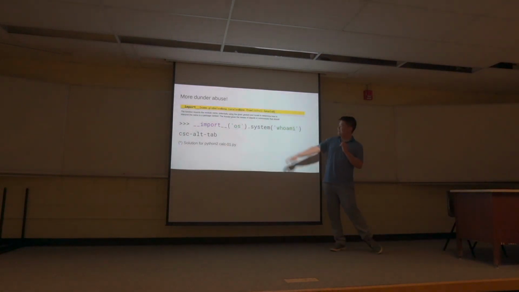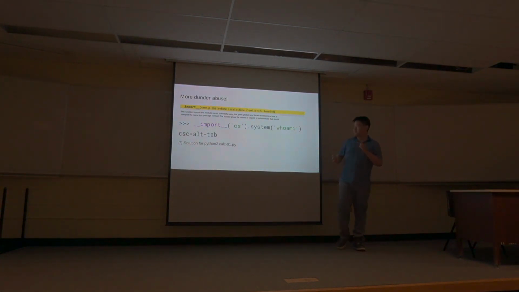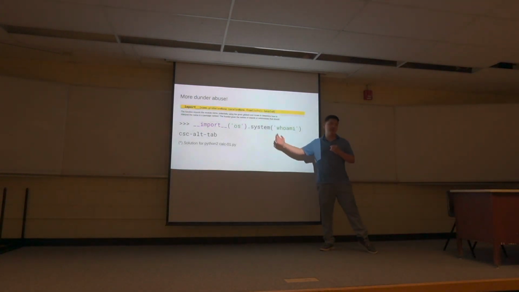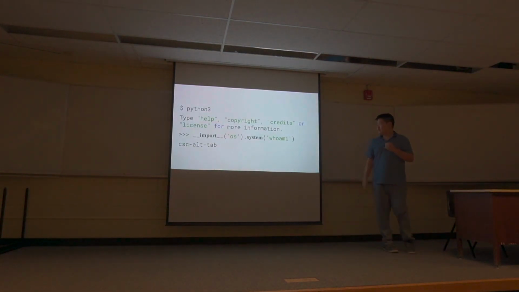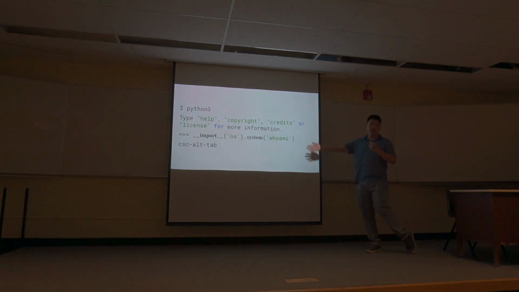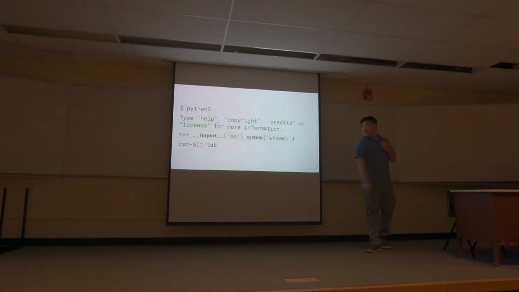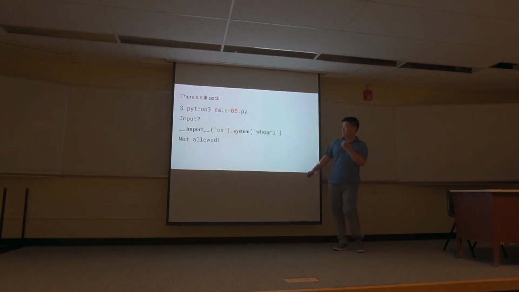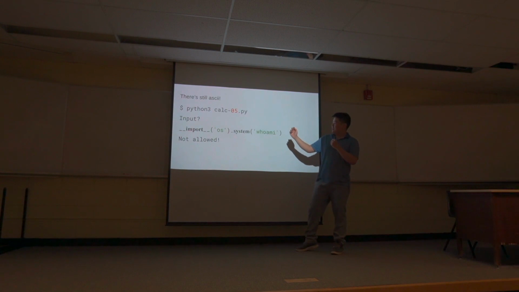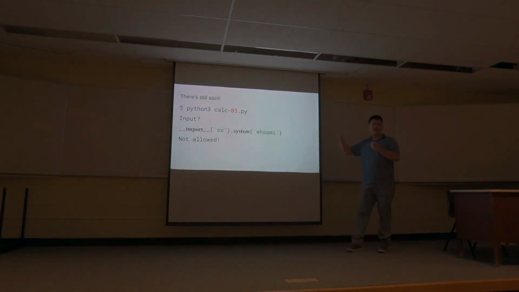We can use another dunder function called dunder import, which just allows us to import any module and access any functions from there. Sorry, and also this is actually a valuable solution for the first calculator on Python 2. So in this case, we can actually just run this. We can just try it out on our Python 3 REPL and see it works. And if we actually try to run it on the calculator, it doesn't work because we have the strings os and whoami, which are both ASCII. Does anybody have any idea to bypass this?